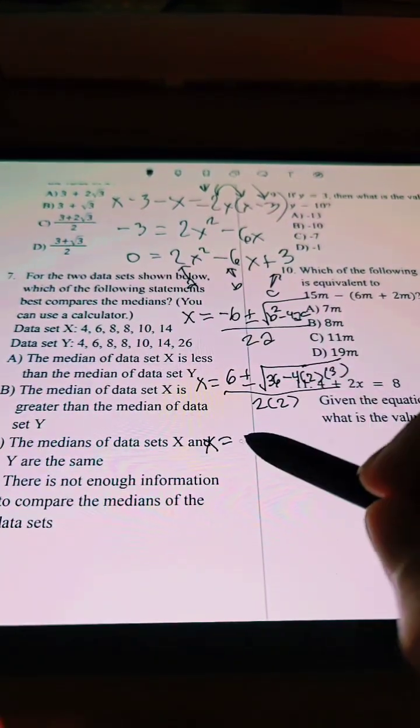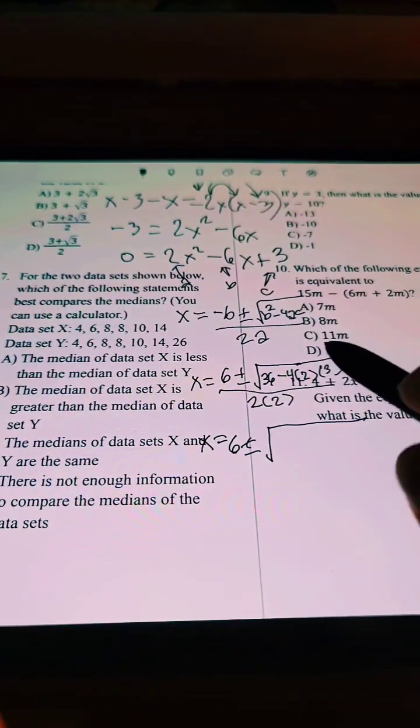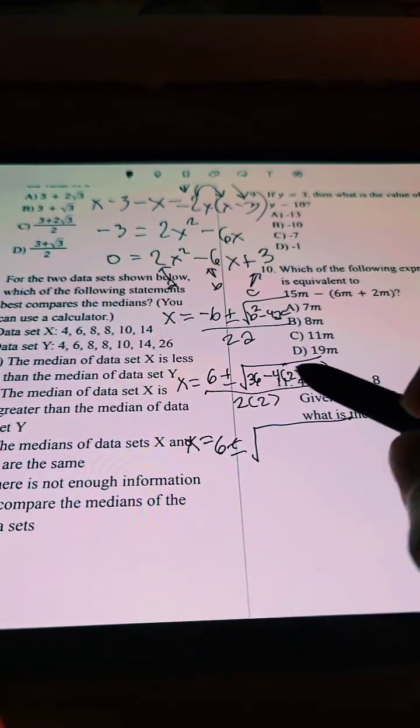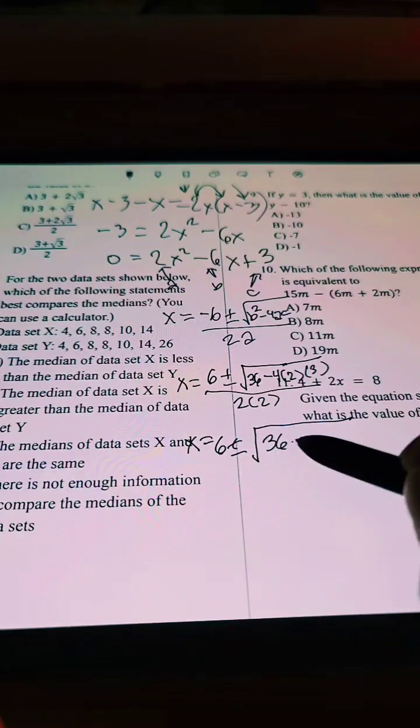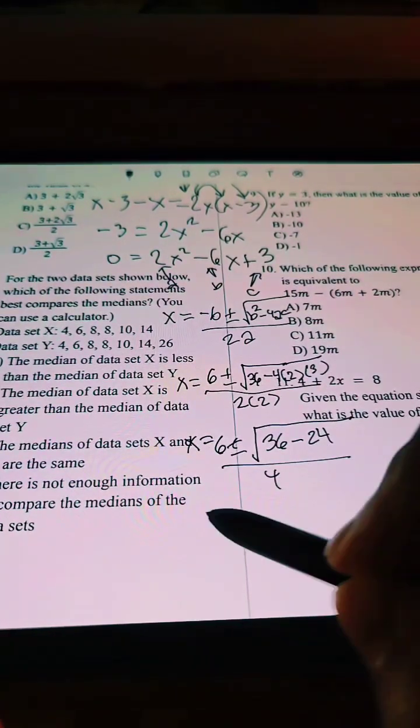Simplify what's under the radical, under the square root. So I'm going to have 6 plus or minus the square root of 36 minus 24, because when I multiply all that out, I get 24 over 4.